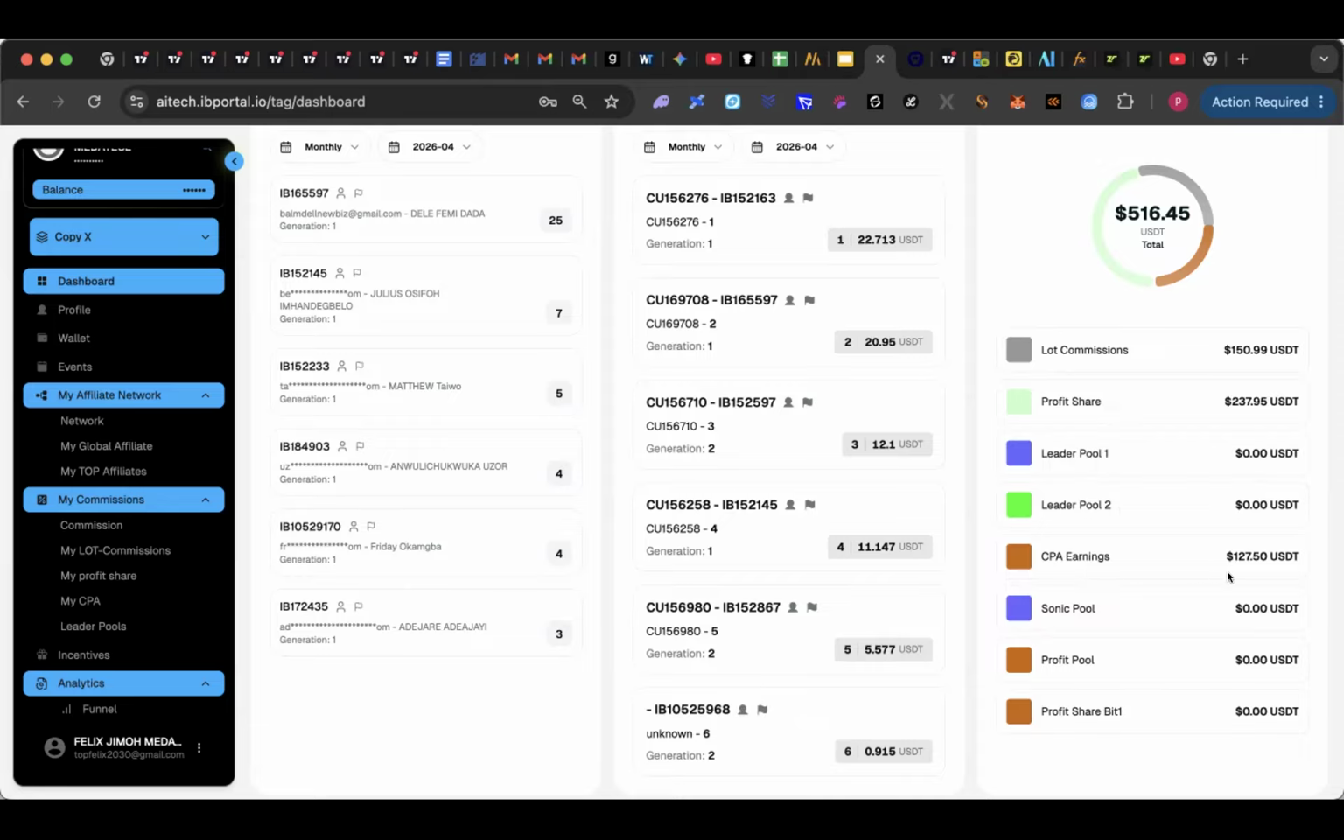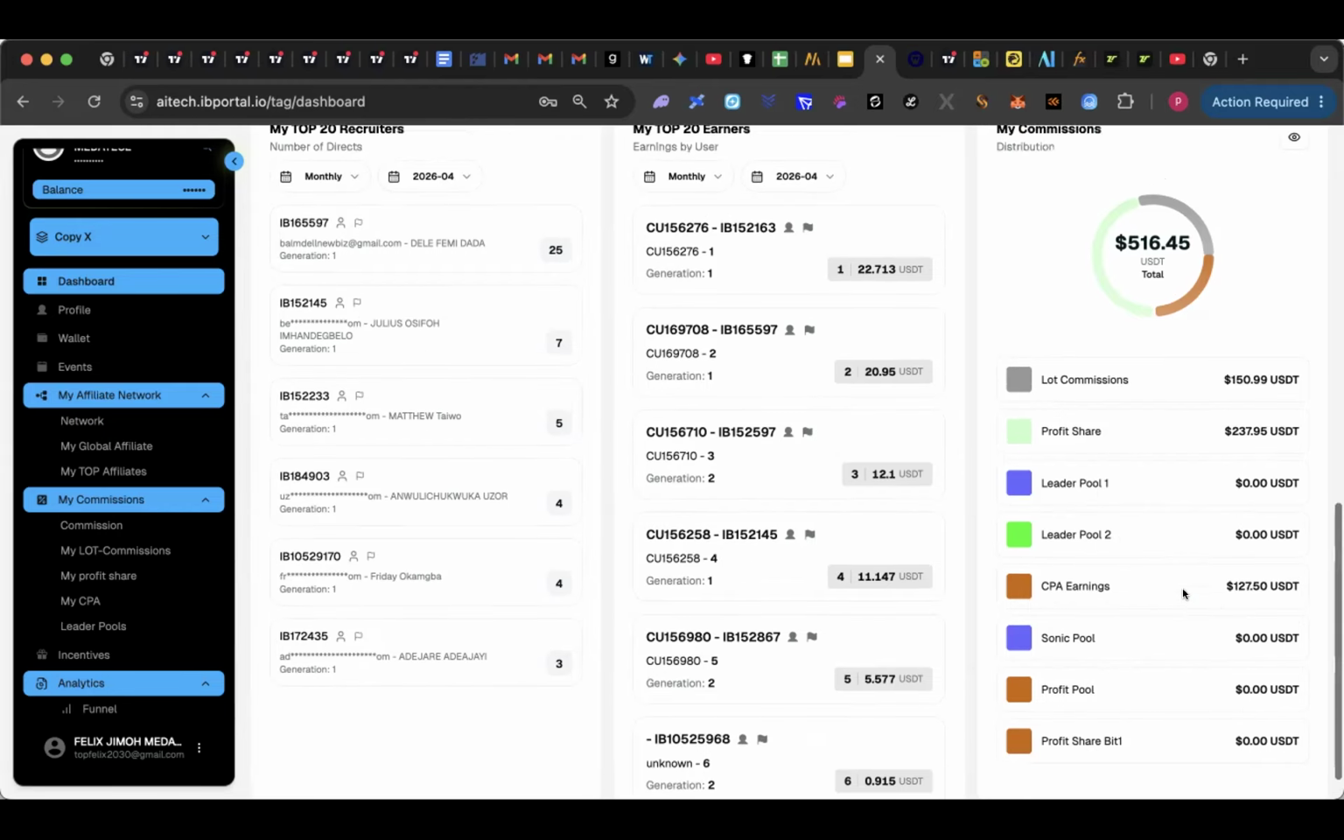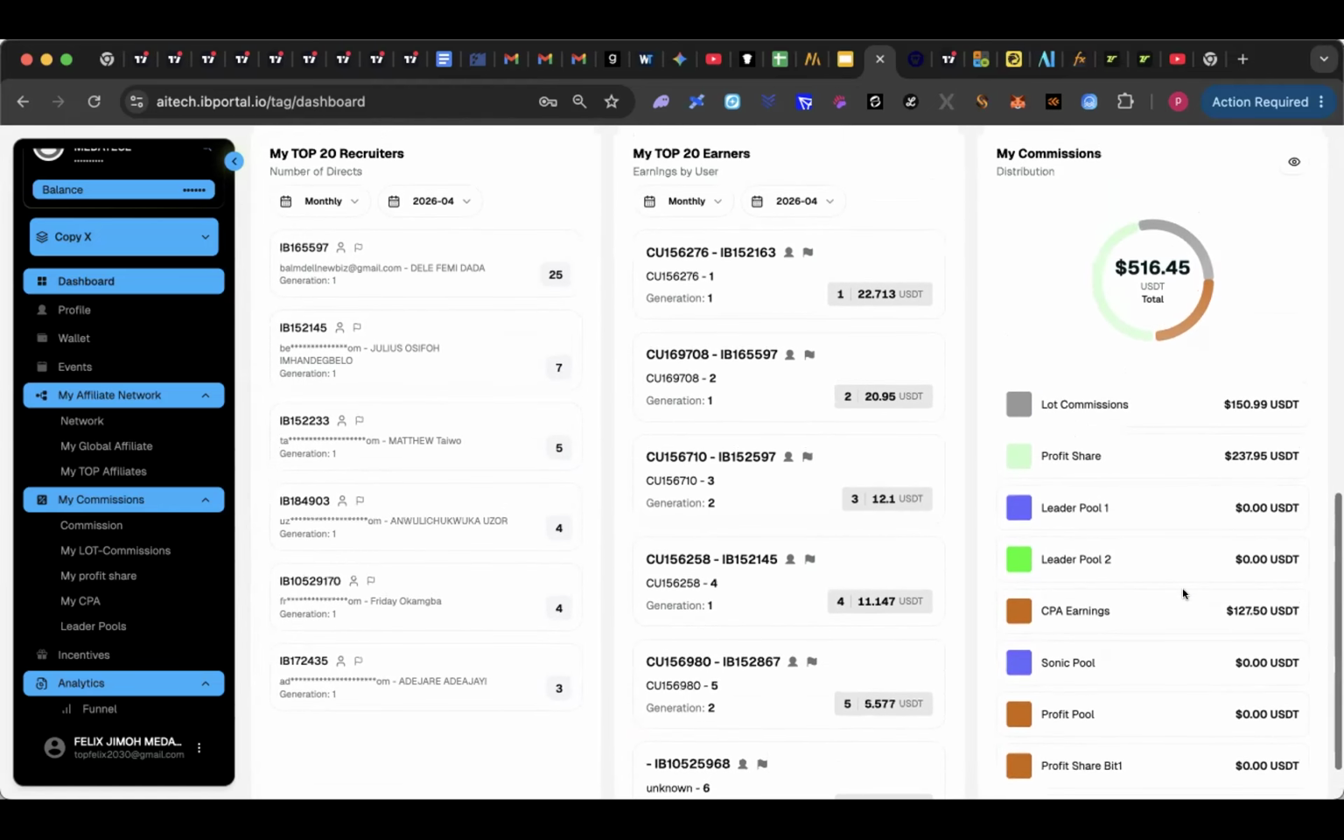Look at CPA. This account made $127.5. That's the first level of the CPA. The total volume within the organization of the first phase of people to this person is where this person made $127. Then you can see the other one, the person has not earned. So this is more money making.